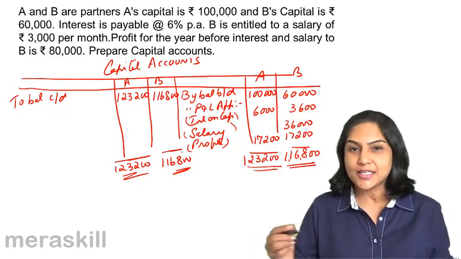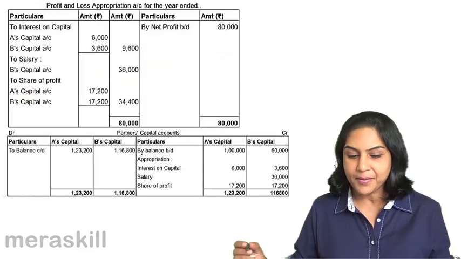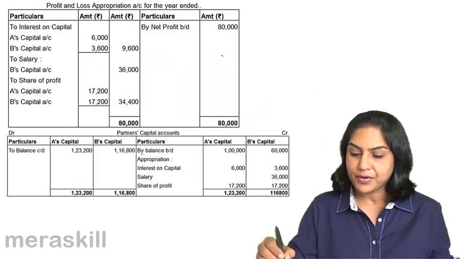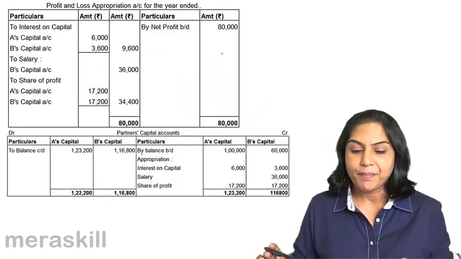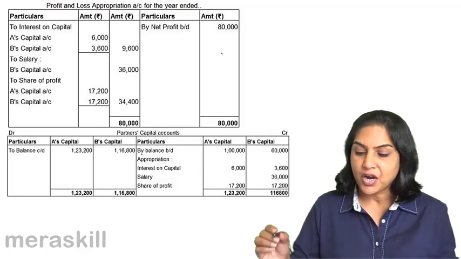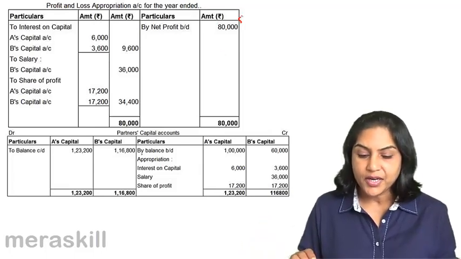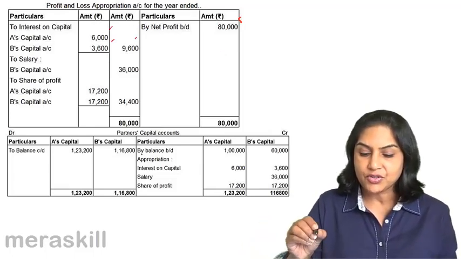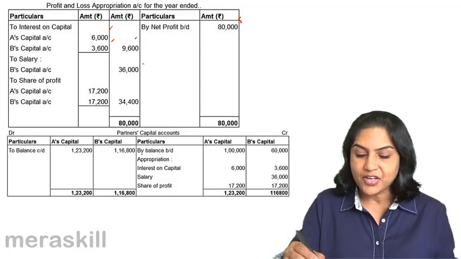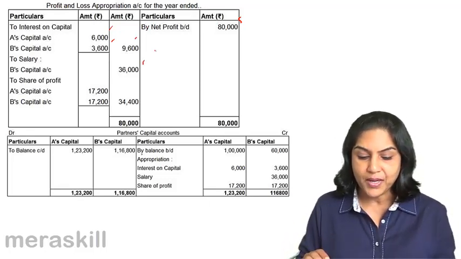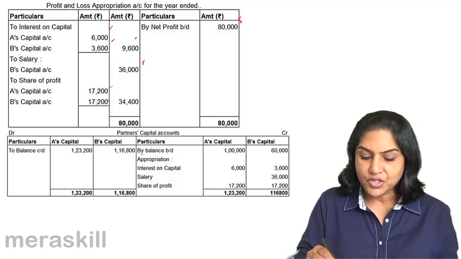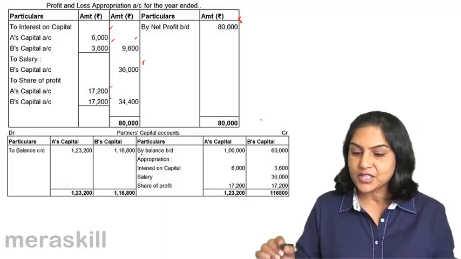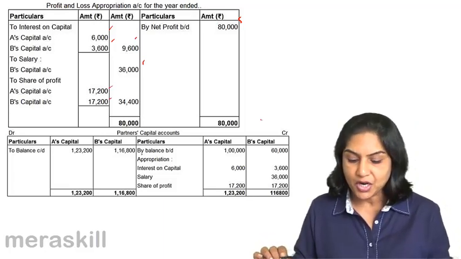Let us look at the neater presentation of the same thing. Here we have on one page profit and loss appropriation account. Net profit was 80,000. Interest on capital 6,000 and 3,600. Salaries was 36,000 to B. Share of profit 17,200 and 17,200. This is how the profit and loss appropriation account was prepared.